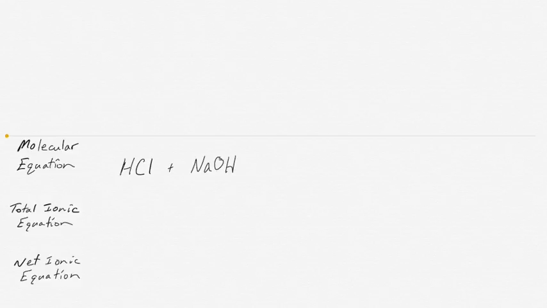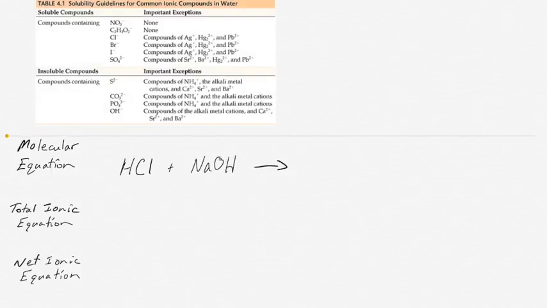So if you have two examples, HCl and NaOH, HCl is a strong electrolyte, NaOH is a strong electrolyte. When they react, they switch their cations and anions. And you can write HCl plus NaOH goes to NaCl and HOH. And HOH we will generally rewrite as H2O.